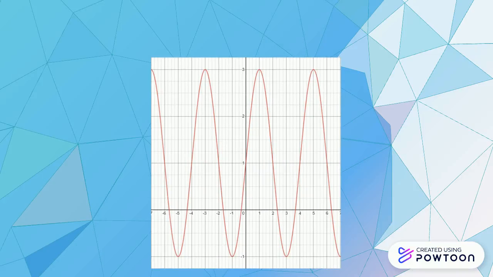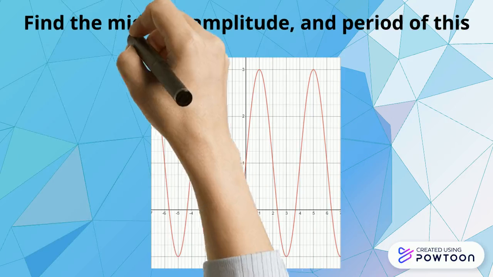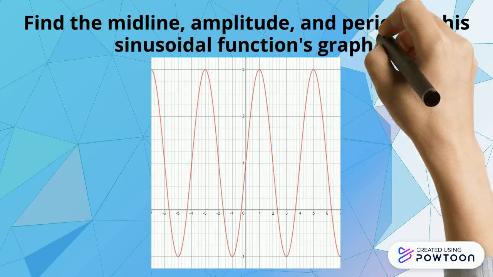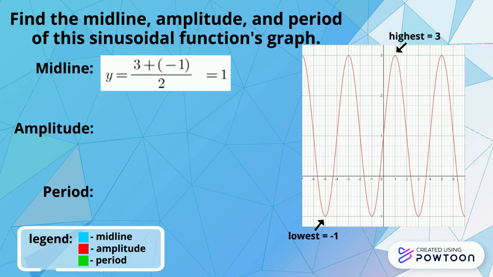Now that we have learned the main features of sinusoidal functions, we can find the midline, amplitude, and period for this periodic graph. Since the midline is right in the middle of the function, we can find the mean of the highest and lowest point of our function. So y is equal to (3 + (-1)) / 2, which is equal to 1. This is the midline of our function.